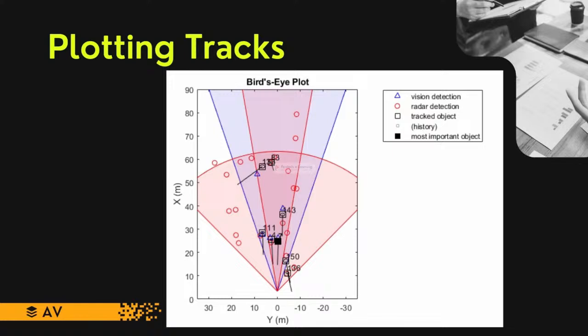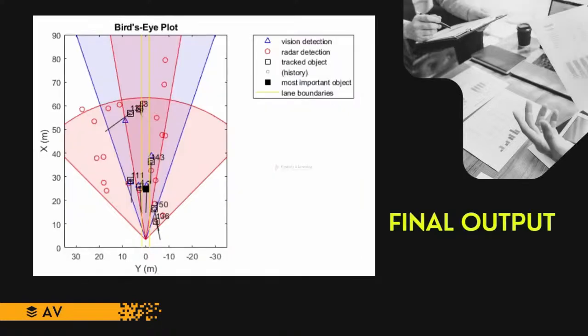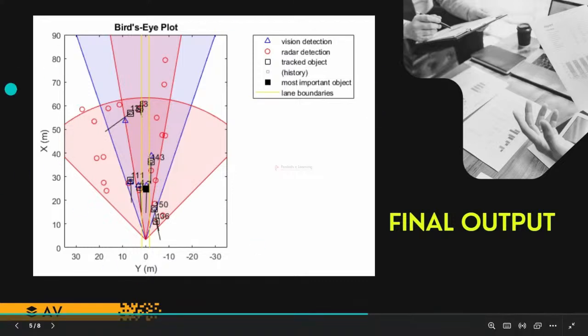We are going to find that moving object, the most important object, using this. With all this data, we will use a special kind of plot called a bird's eye plot to visualize everything. This plot is like a bird's eye view of the world around the car. It helps us see where things are relative to the car. That is what the whole example is. This is the plotting of tracks, and this is the final output of our session.